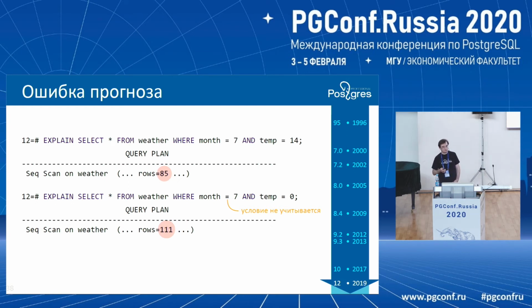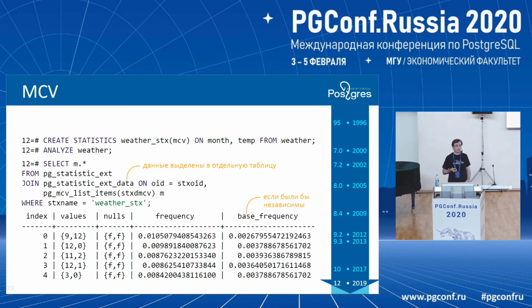You can't just fight it with dependencies, because the dependencies are not actually giving us any extra information. The only way we can deal with such queries is to collect pairs of values. If we collect together the month and the temperature, and just store their frequency, which is exactly what has been done. The table pg_statistic_ext in the 12th version was halved. They have split out pg_statistic_ext_data, and in this data table they are storing the combinations of the most frequently encountered values.